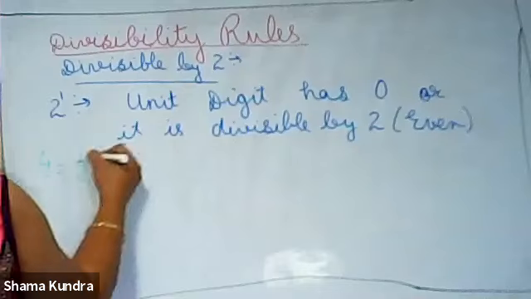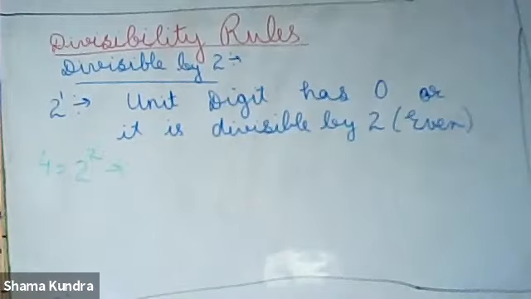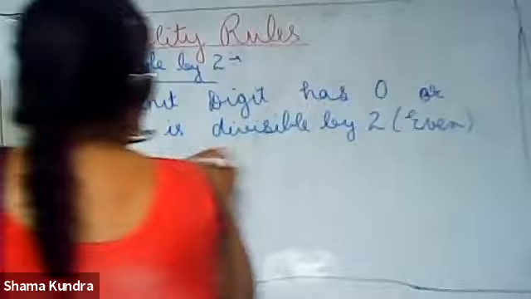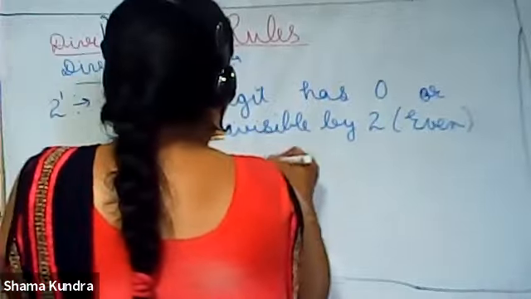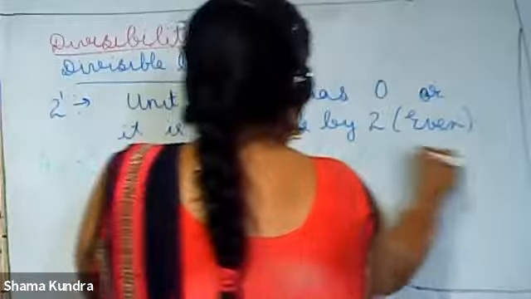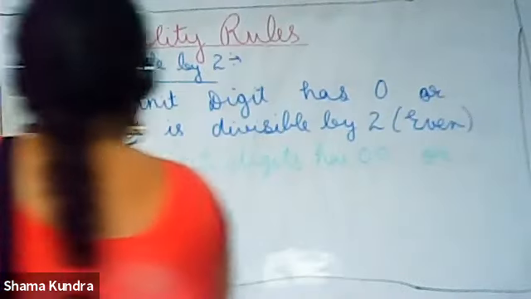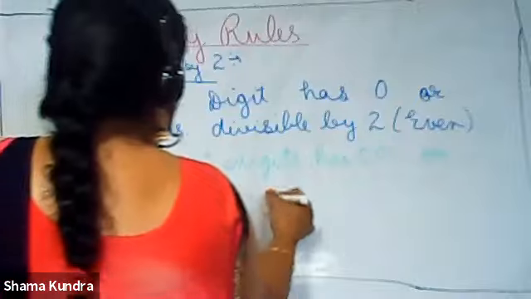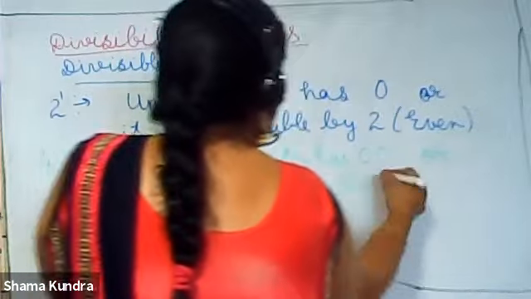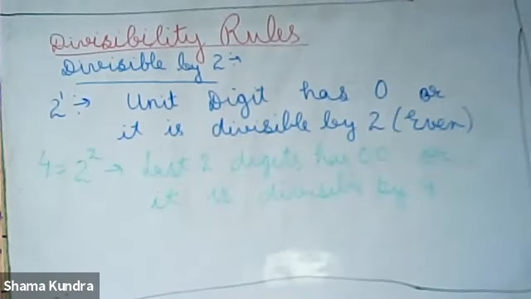Next is the divisibility rule for 2 raised to power 2, that is 4. A number is divisible by 4 if the last 2 digits have 0, or if the last 2 digits are divisible by 4.